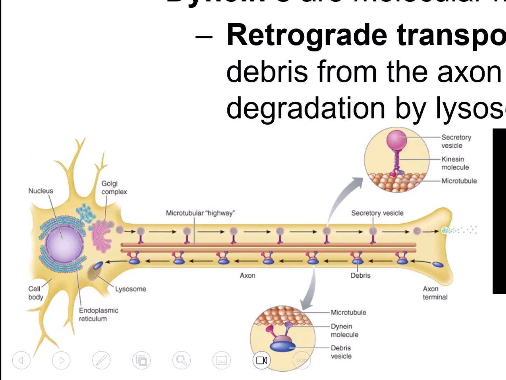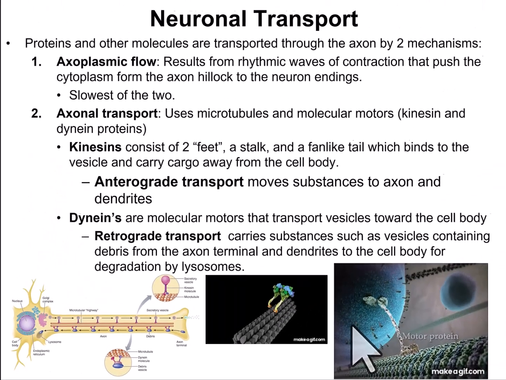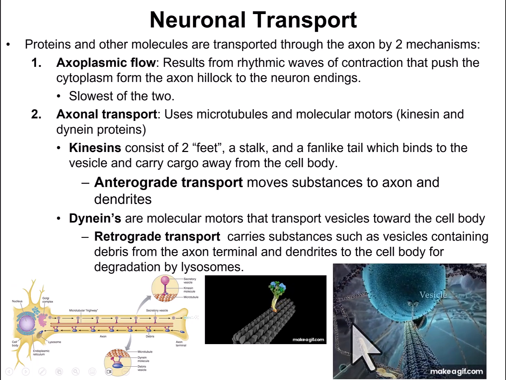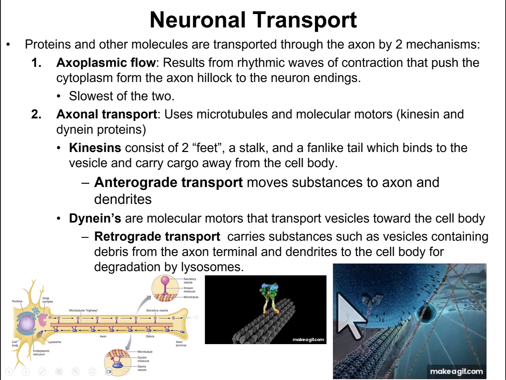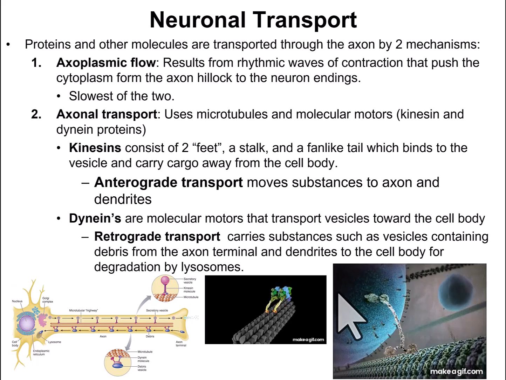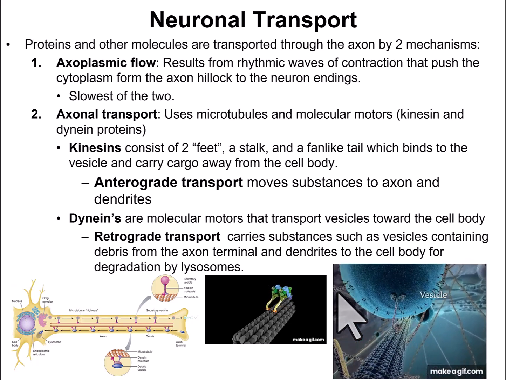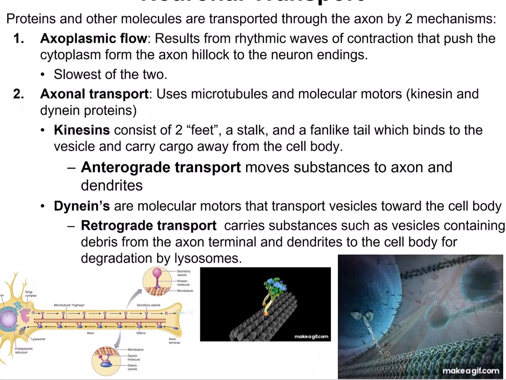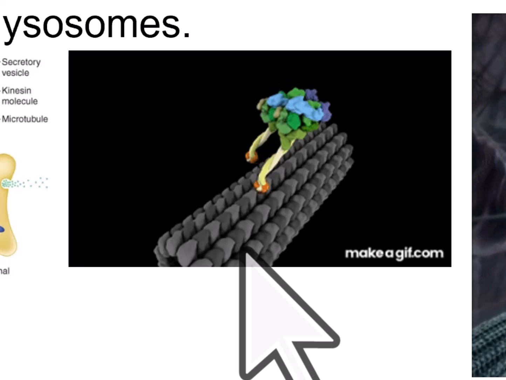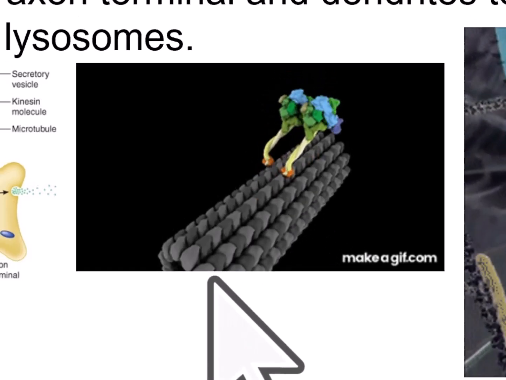It's using these microtubules. We call the way that dyneins transport retrograde transport because this carries substances such as the vesicles containing debris from the axon terminal and dendrites. It carries it towards the cell body for degradation by lysosomes. And here is an animation of how a dynein moves along the microtubule.